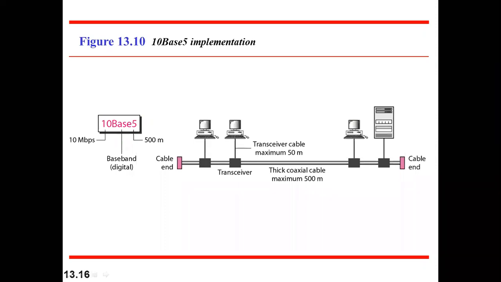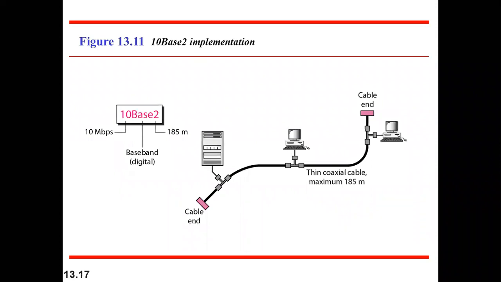The next type, as we have seen, is the 10Base2 implementation. Again, here also the same nomenclature: 10 indicates 10 Mbps of data, Base indicates baseband digital signaling, and 2 indicates the length of the cable, nearly 200 meters, but to be specific, it can be a maximum of 185 meters long. So here you can observe this is the same configuration as the previous one.